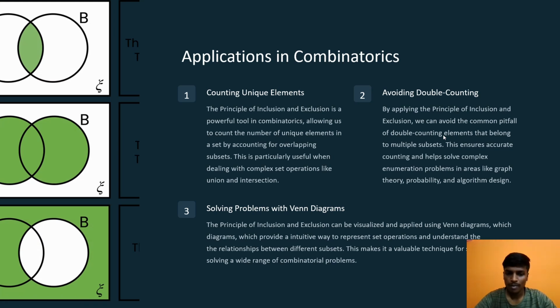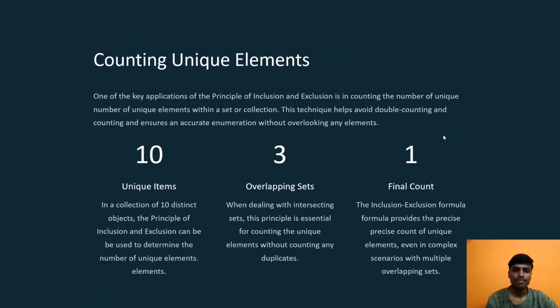Solving problems with Venn diagrams. The principle of inclusion and exclusion can be visualized and applied using Venn diagrams, which provide an intuitive way to represent set operations and understand the relationships between different subsets. This makes it a valuable technique for solving a wide range of combinatorial problems.